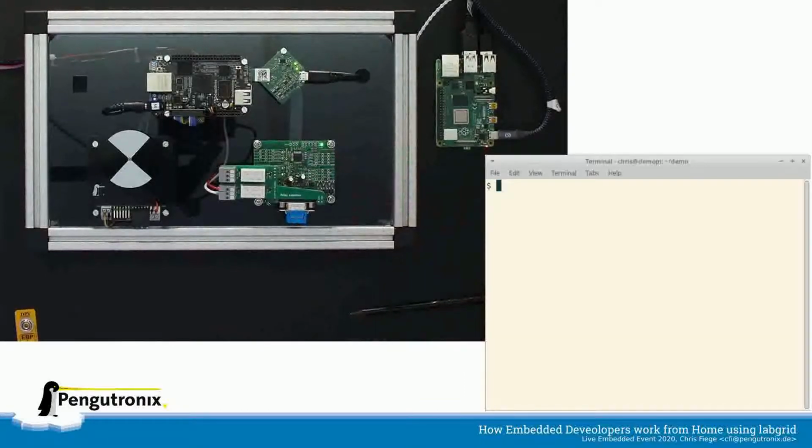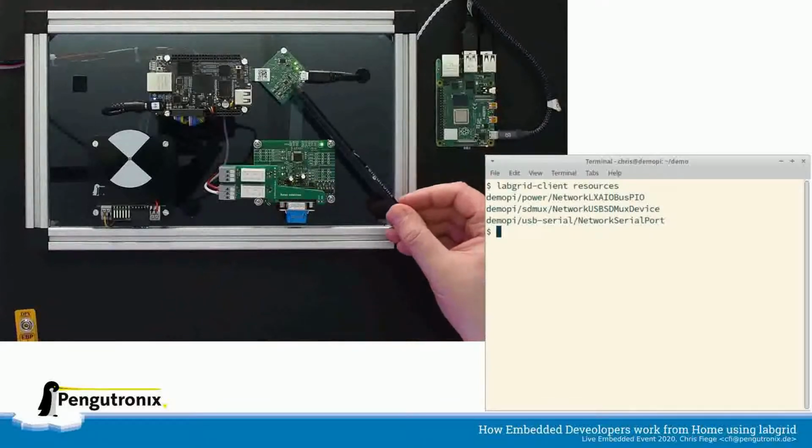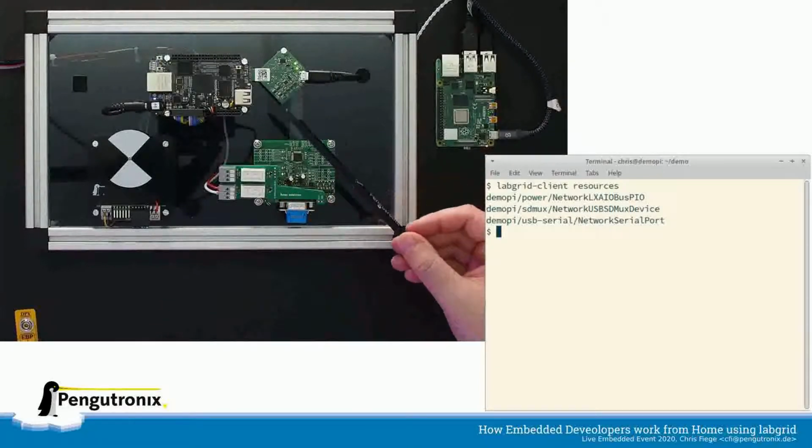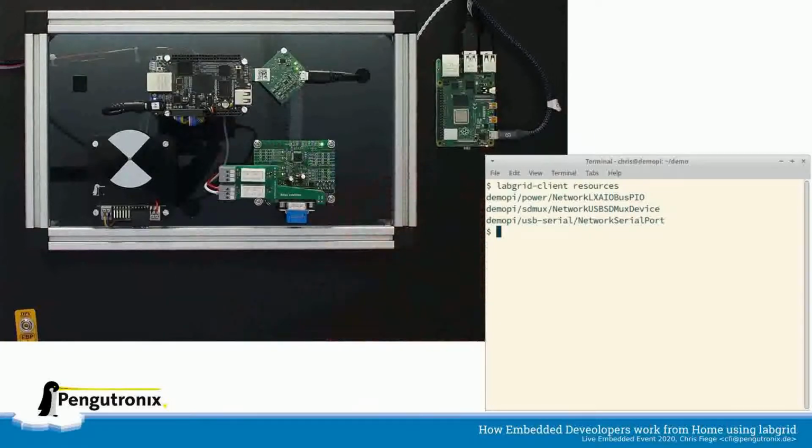Now let's take a look around. We start with the command line interface. And let's have a look at the available resources here. There are 3 resources available to this Labgrid client. One is the I/O we have here that we use to switch our power later on. We have this USB SD mux, and we have got a network serial port that is the debugging serial of this BeagleBone Black here that is connected to our Raspberry Pi via USB.